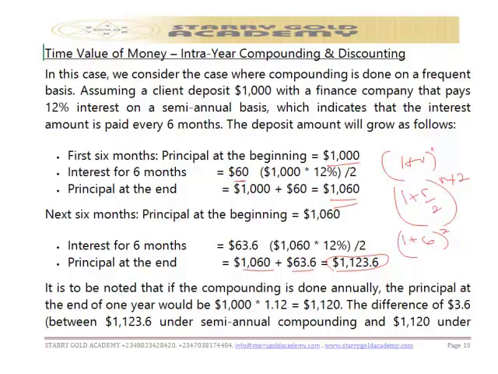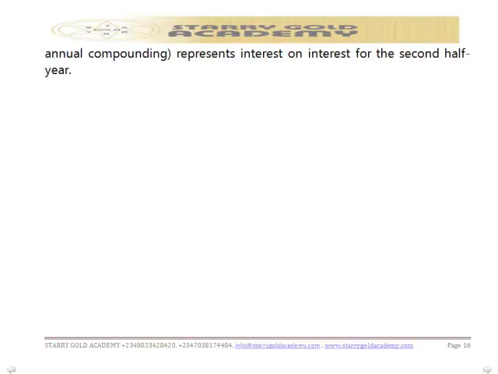So the difference of 3.6 naira, between 1,123.6 done semi-annually and 1,120 under annual compounding, represents the interest for the second half of the year. And this shows you that the more the interest compounds, the higher the income value.